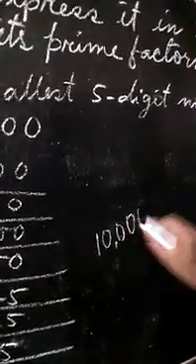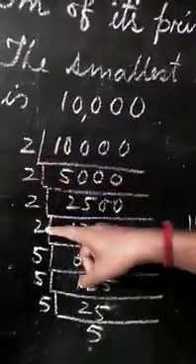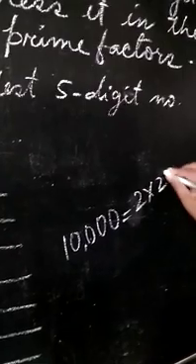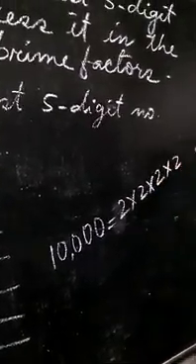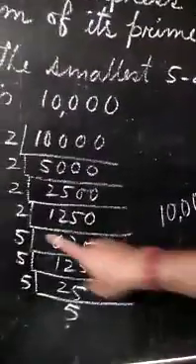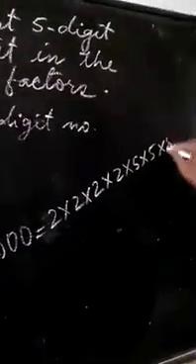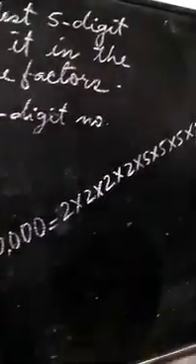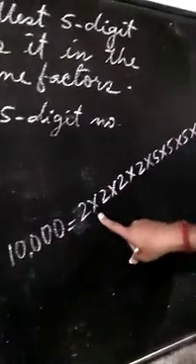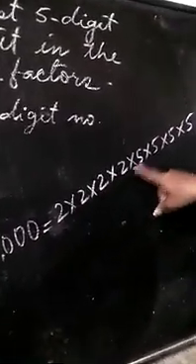Now this can be written as 2, 2, 2, 2. Four 2s are there, therefore this can be written as 2 into 2 into 2 into 2, and then 5, 5, 5, 5. Four 5s are written, that is 5 into 5 into 5 into 5. 10,000 can be written as 2 into 2 into 2 into 2 into 5 into 5 into 5 into 5.